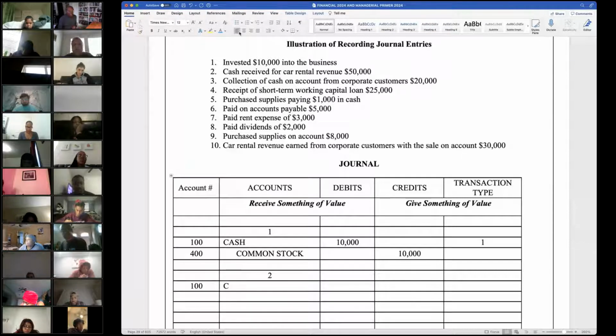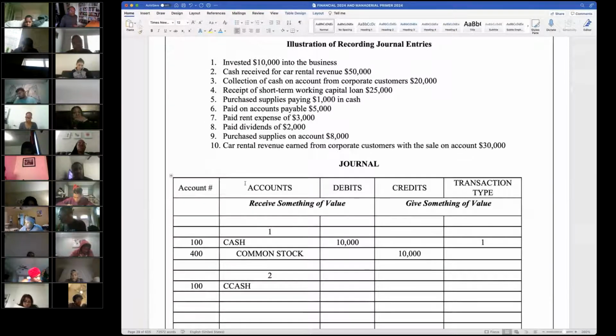What are we on credit? Sales. Debit cash. Type two. And we're going to credit sales. What's our account number for sales?